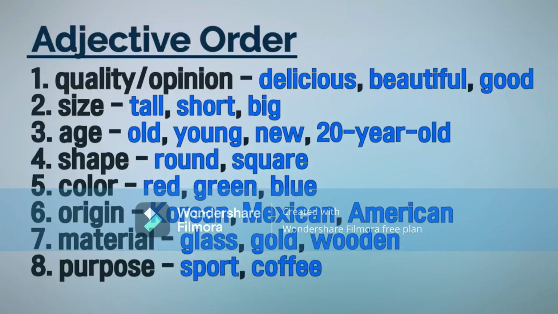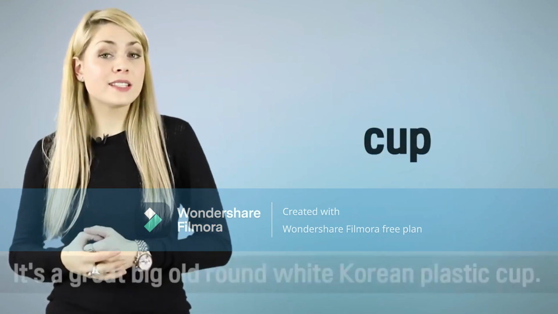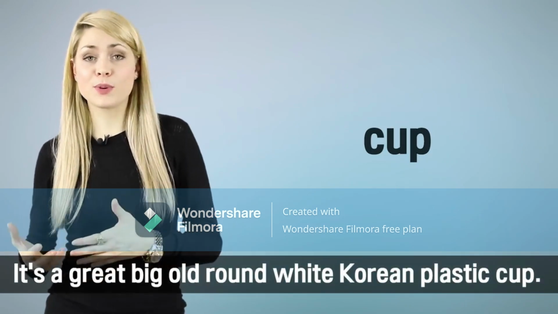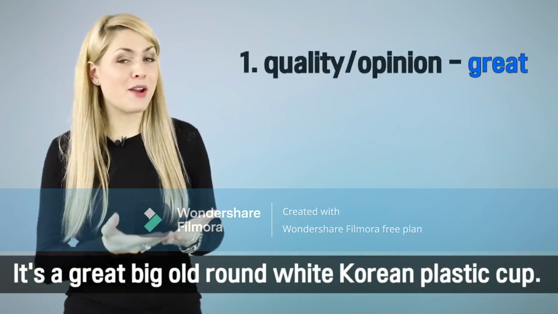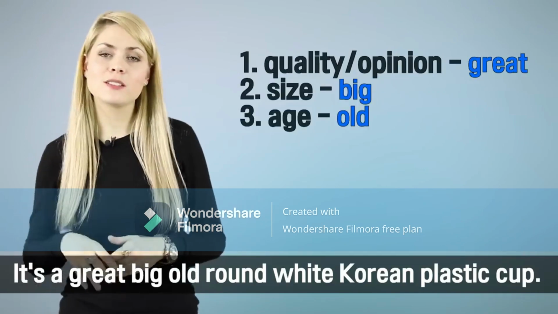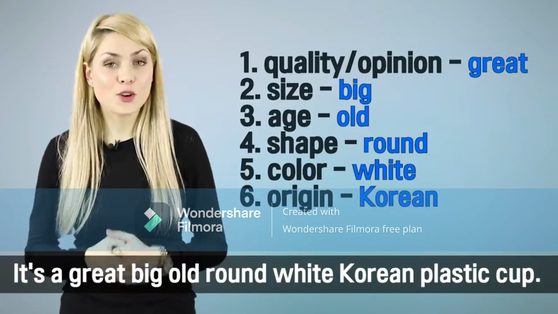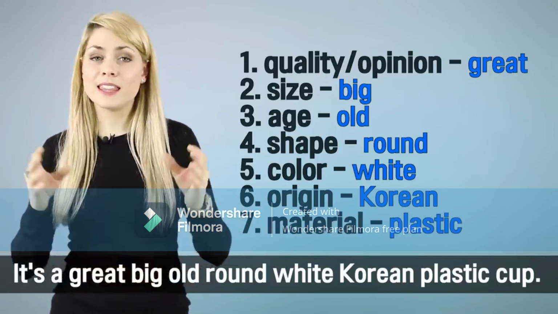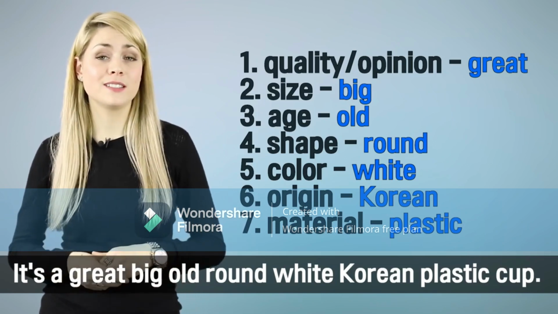Excellent, guys. Remember my cup from the first video? Well, we could say it's a great, big, old, round, white, Korean plastic cup. So a great, giving my opinion, big, the size, old, the age, round for the shape, white for the color, Korean for the origins, plastic for the material. That's the adjective order. I cannot break it. I have to follow it.